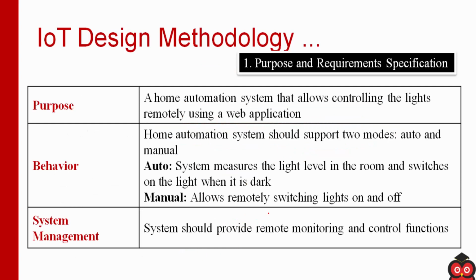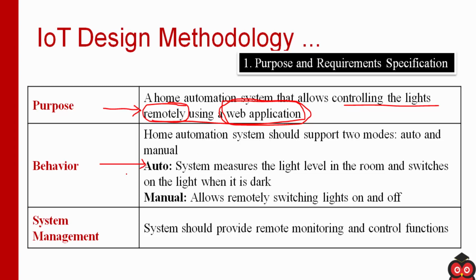Okay, so using our home automation system which is about smart lighting, you can see the purpose. The application should allow controlling the lights remotely using a web application. So what are we doing here? We are creating a web application which can be accessed through laptops, desktops or mobiles. And also the system should allow the client, that is the owner of the house, to remotely control the lights through this web application, right?